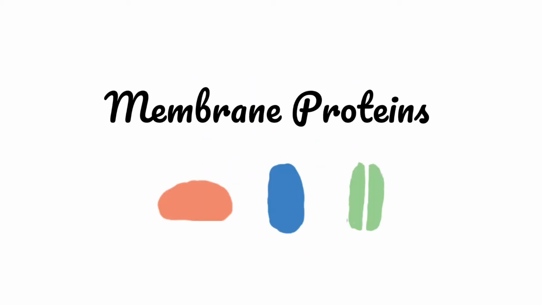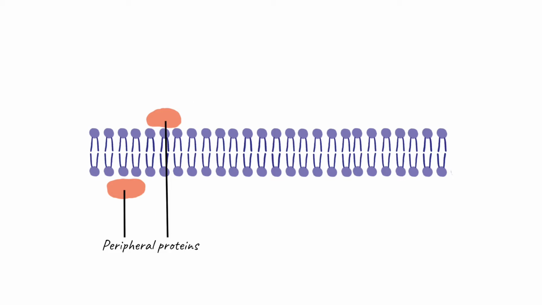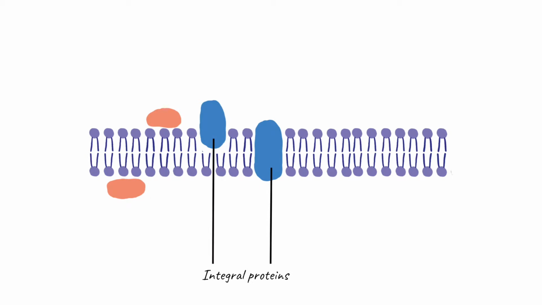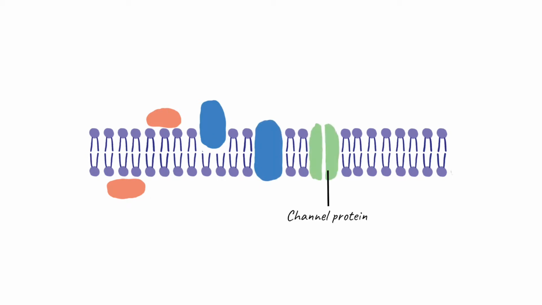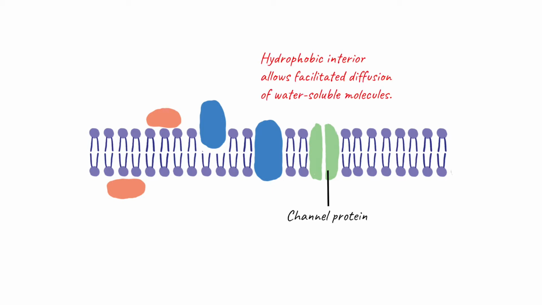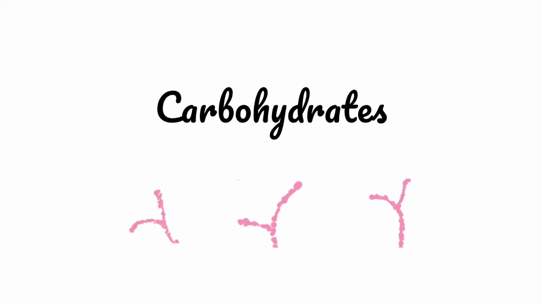Membrane proteins are another main feature of plasma membranes. Peripheral proteins are located on the inner or outer surface of the phospholipid bilayer. Integral proteins can either be embedded in some or all of the bilayer. Channel proteins can span across the lipid bilayer and form a hydrophobic interior in the membrane to allow water-soluble molecules like oxygen to pass by facilitated diffusion.